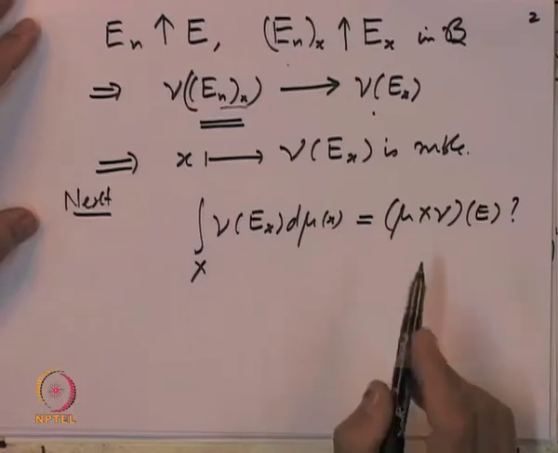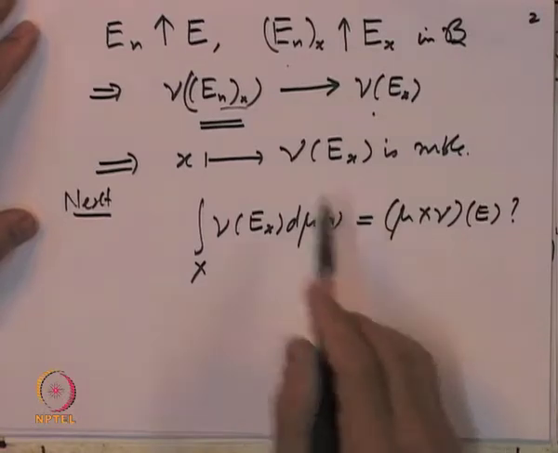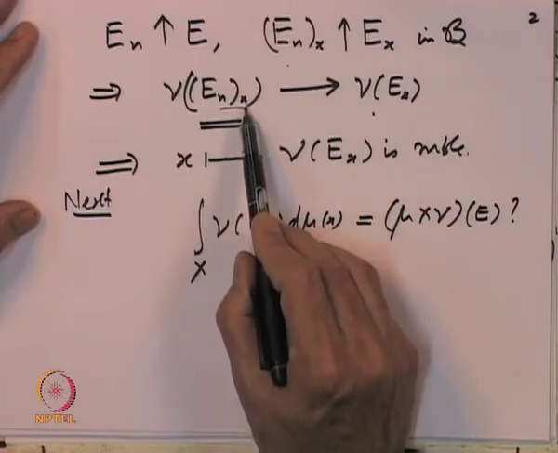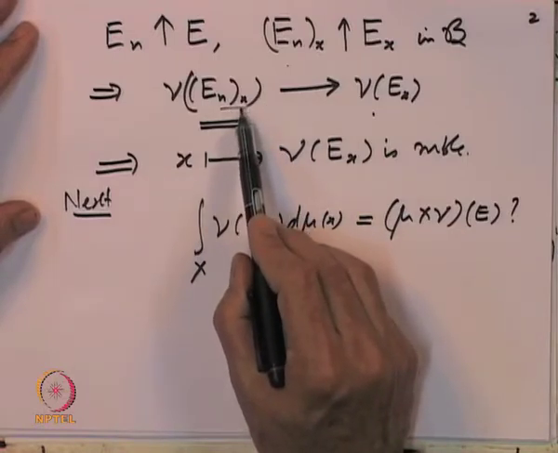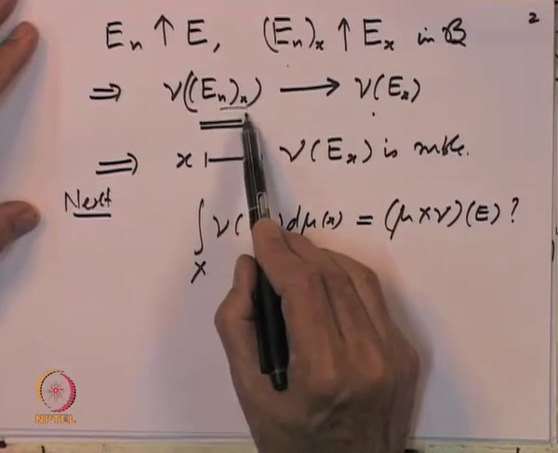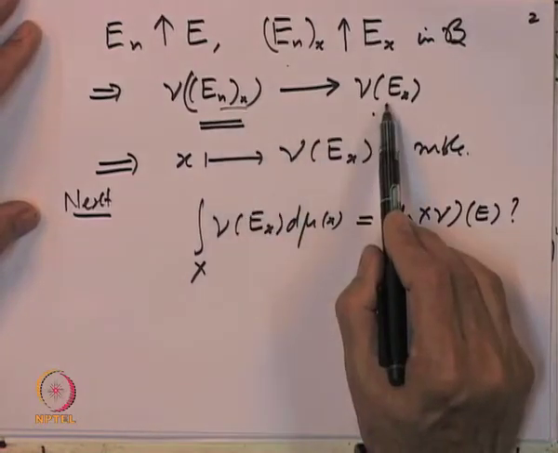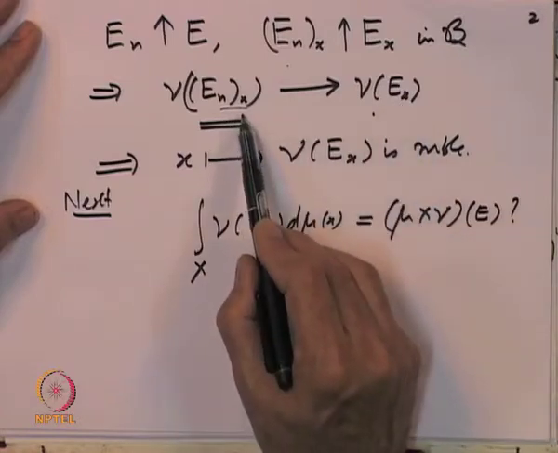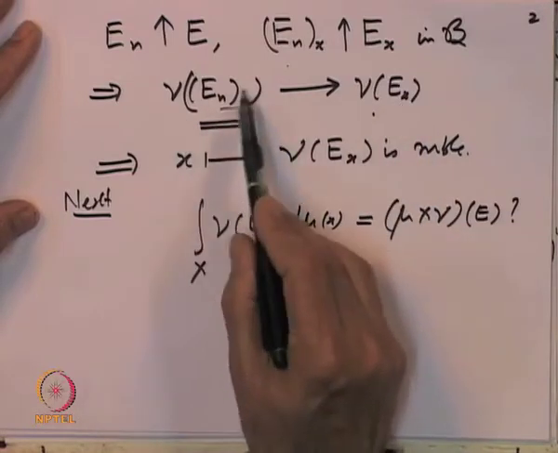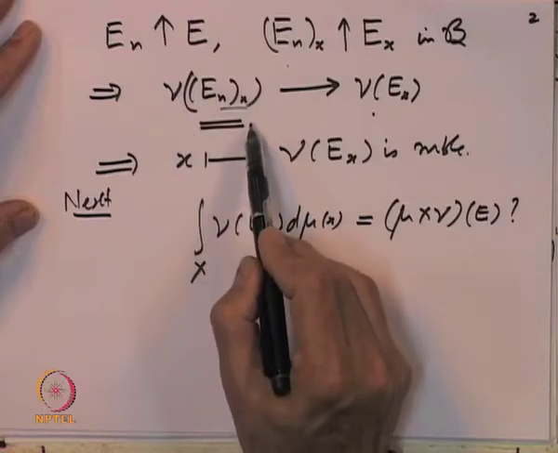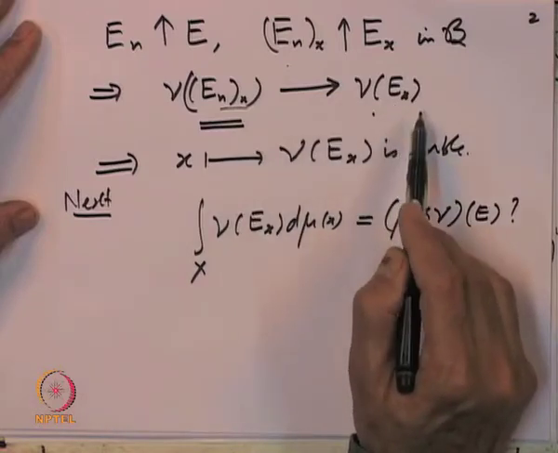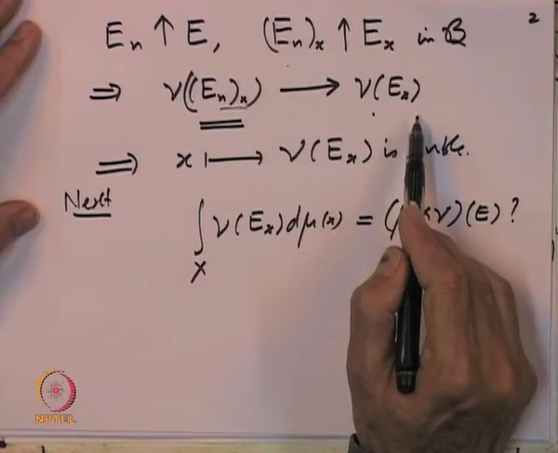Now, once again let us go back to the earlier fact that we saw, that nu of E n x, the sections, these measurable functions, are actually non-negative measurable functions, and they are converging to the function nu of E x, and that is an increasing sequence of measurable functions. So, nu of E n x is an increasing sequence of non-negative measurable functions converging to a measurable function nu of E x. So, we can apply our monotone convergence theorem.